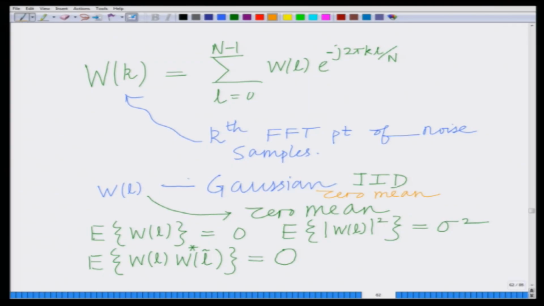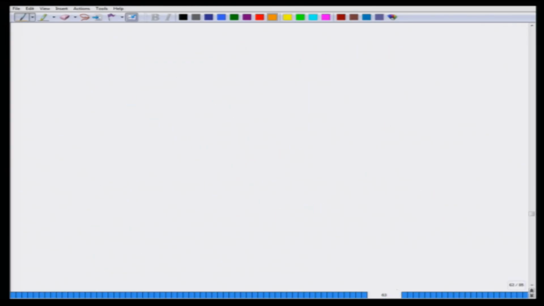Now, let us look at the properties of Wk.